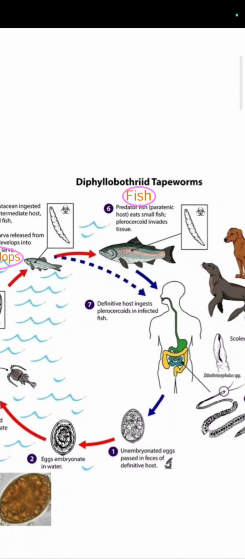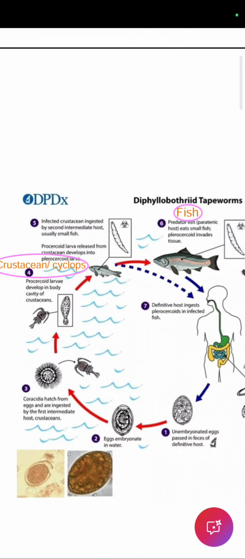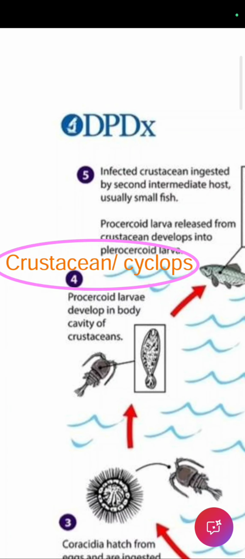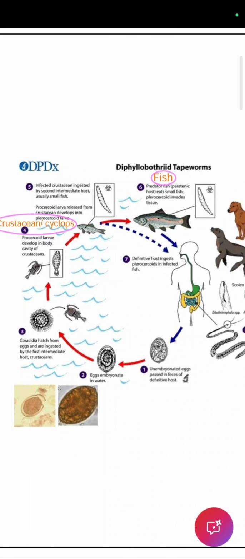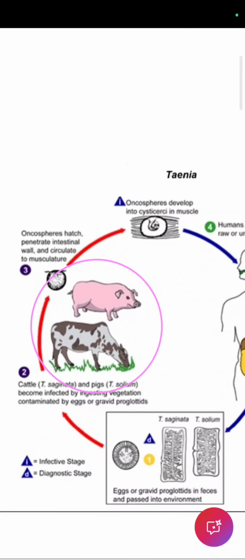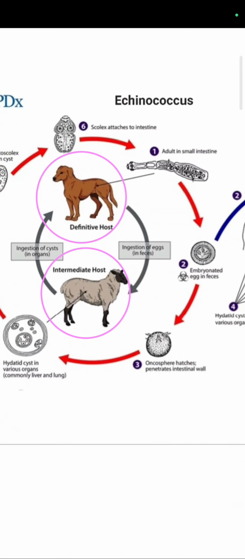Next we have Diphyllobothrium latum. Here we have to look out for two intermediates, the fish and the cyclops. Cyclops, or as they have called it here, crustaceans. Next we have Taenia. Taenia is pretty simple. You can see the pig and the cattle, for Taenia solium and Taenia saginata. Echinococcus, again very easy. You can see the definitive host, which is the dog, and the intermediate host, which is the sheep.